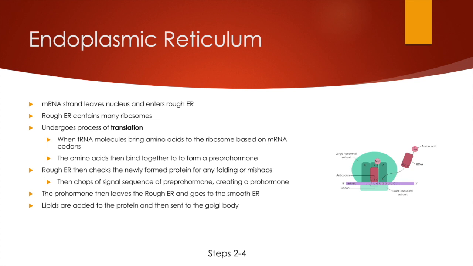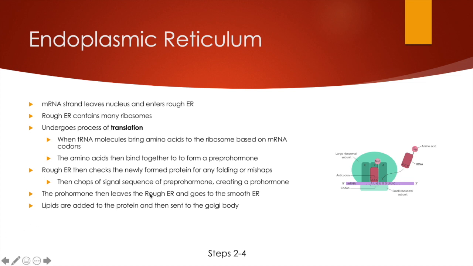After translation is done, the rough endoplasmic reticulum checks for any defects in the protein. If it finds any, it destroys that protein right there. If the protein passes that step, then the rough ER chops off signal sequences of the pre-prohormone and creates a prohormone, which is now a protein.